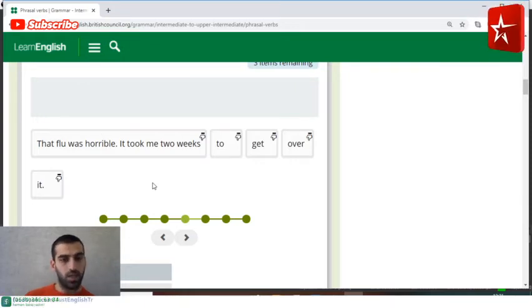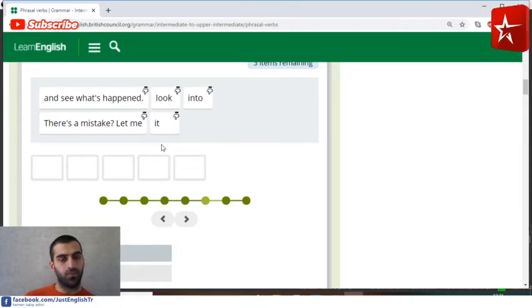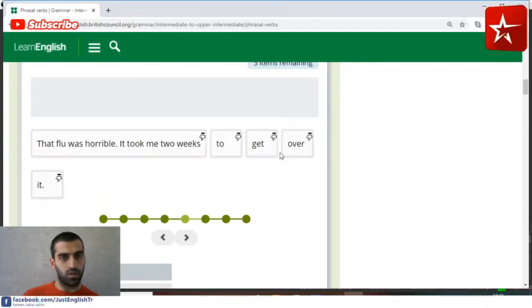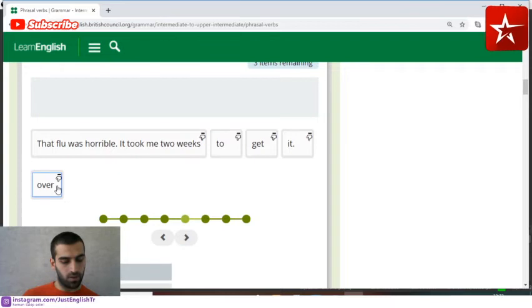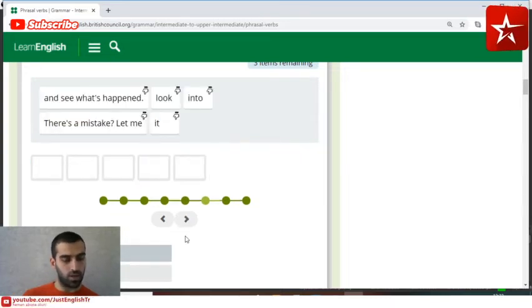That's great. And the next one, we have 5 words and we have 5 gaps here. To get it over, they say, okay, for this one, if you want, we can change it. Get it over. Okay, Mary says get it over, that's why I changed. We will see, Mary, if it's correct or not.